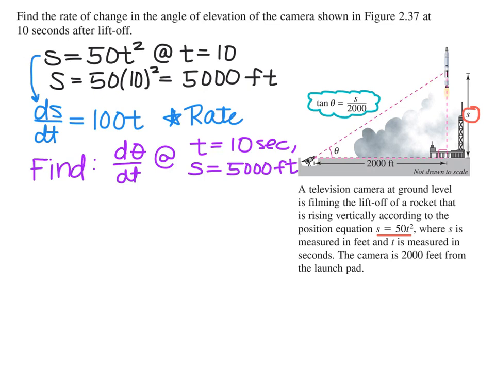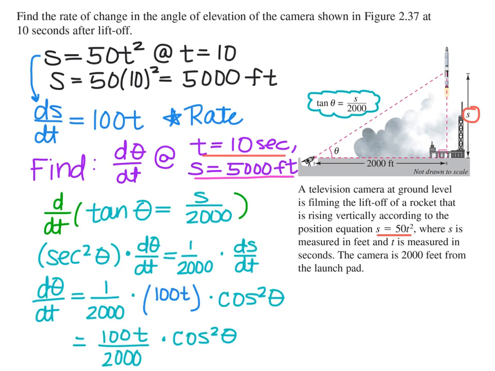Now you may notice that I am looking for something with a theta in it, but nothing here has a theta in it. But here's where tan of theta equals s over 2,000 comes into play. Thinking all the way back to basic SOHCAHTOA, the TOA, so tangent, is opposite over adjacent. So I can plug in my s and my 2,000 and have tan of theta equal that ratio, and I can take the derivative of that.